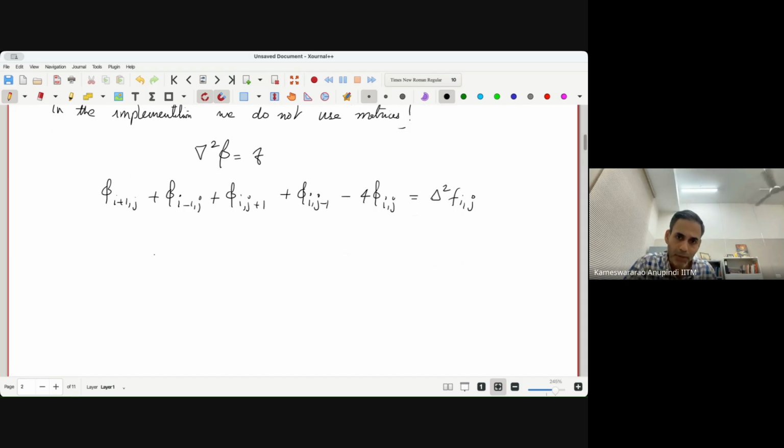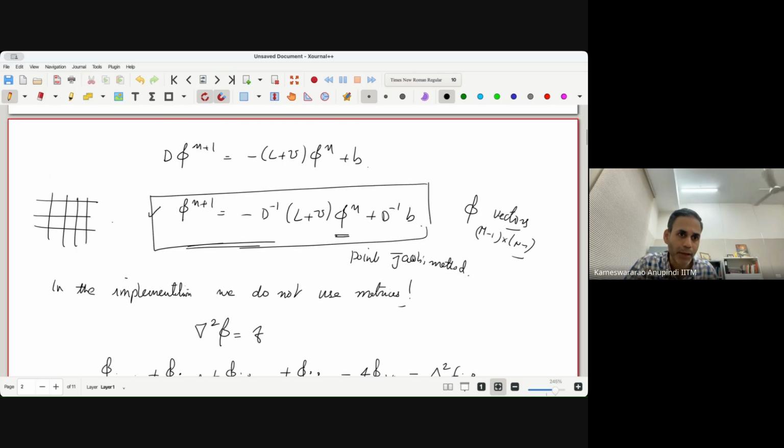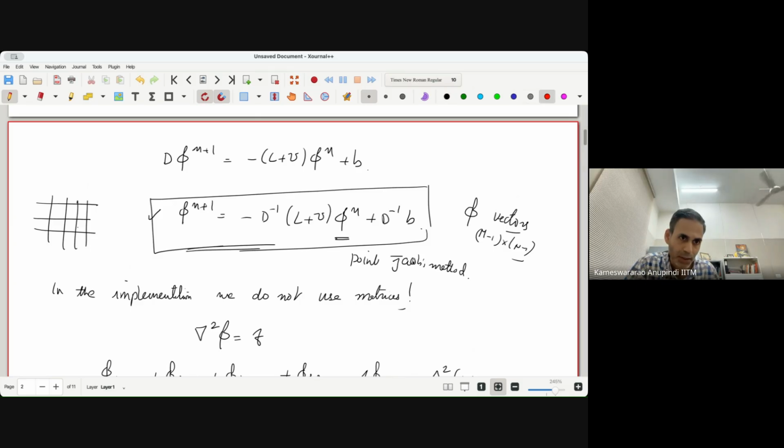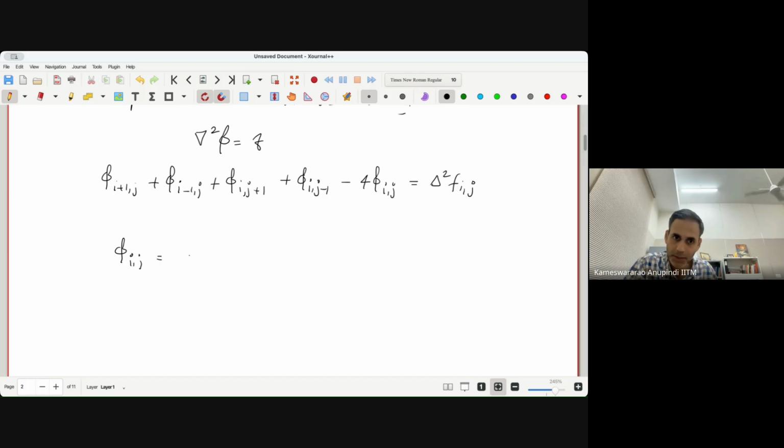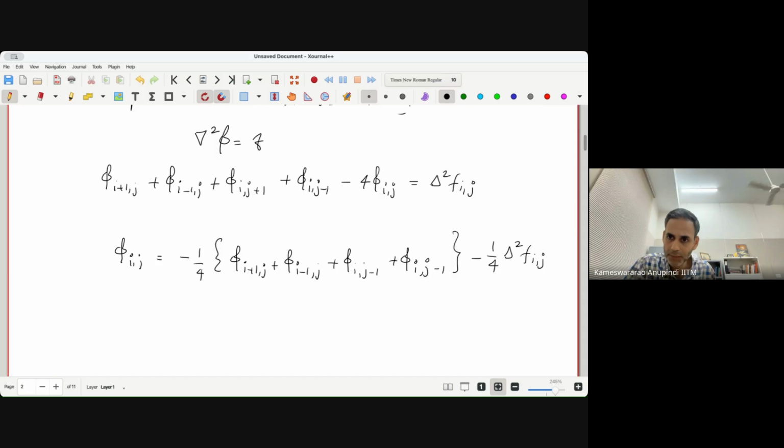If I rearrange this, I can write phi of ij. I'm trying to solve for a grid point at ij. Let us say I'm going to solve for this ij, that is my i comma j. Then phi of ij is nothing but minus 1 by 4 of phi of i plus 1 j plus phi of i minus 1 j plus phi of i j plus 1 plus phi of i j minus 1, and then minus 1 by 4 del square f ij, right?